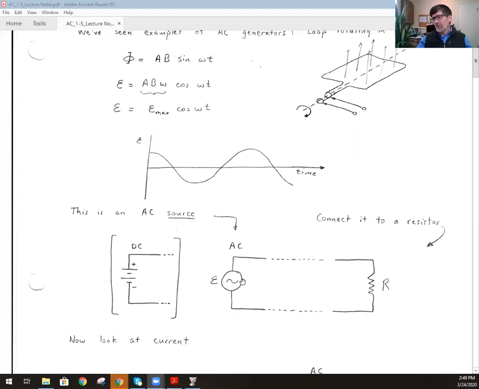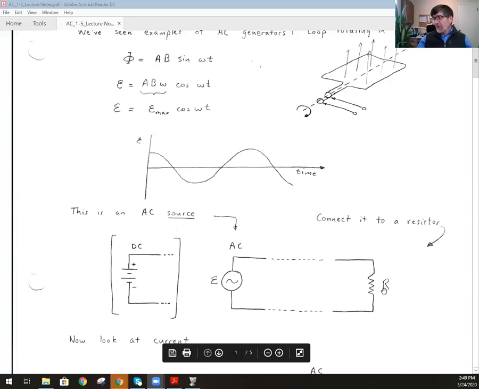So this is the new symbol for that. This is an AC source. This is the kind of thing you get if you plug something into the wall. What you have there is a sinusoidally varying voltage. And then you can connect that up to different things like a resistor, as I've shown here.